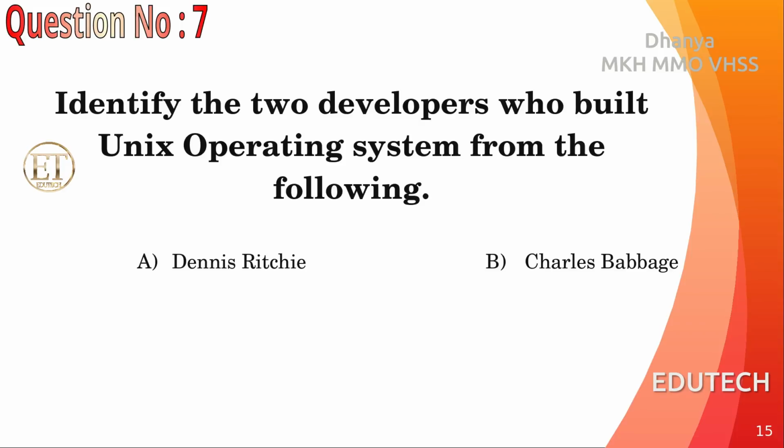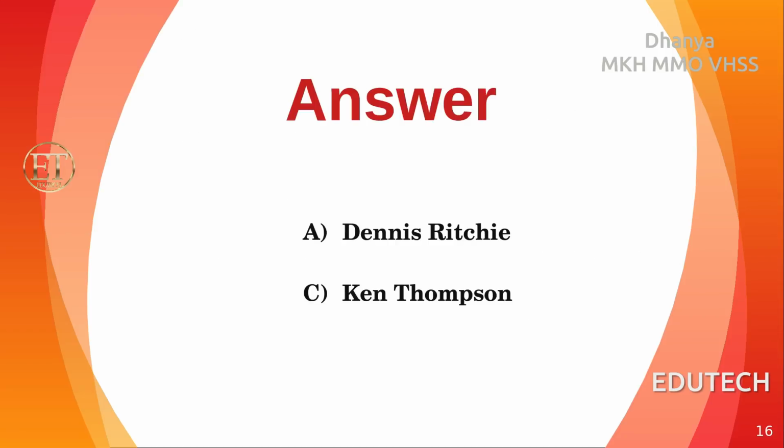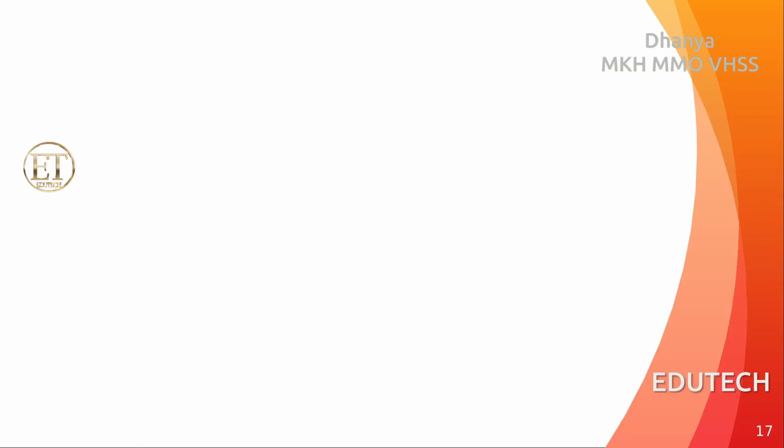Okay, next question. Question number 7. Identify the 2 developers who built Unix operating system from the following. A. Dennis Ritchie. B. Charles Babbage. C. Ken Thompson. D. Byron. E. Tim Berners-Lee. Answer: A. Dennis Ritchie. C. Ken Thompson.